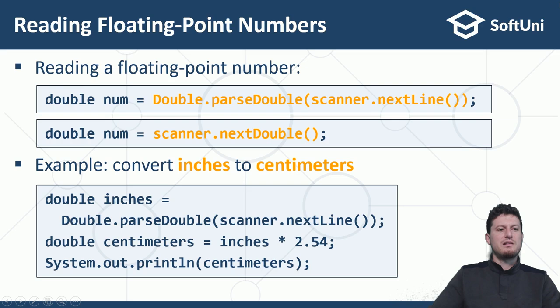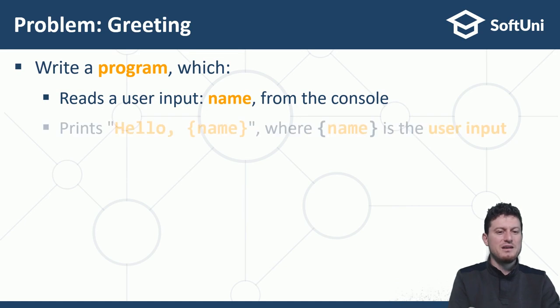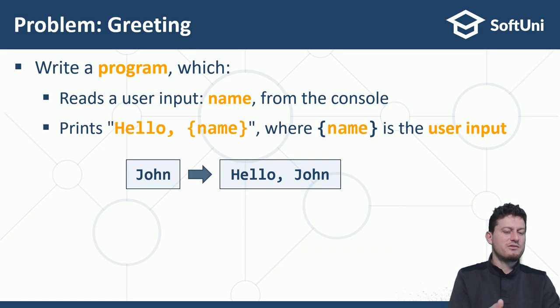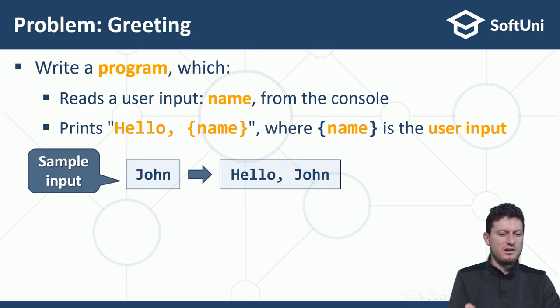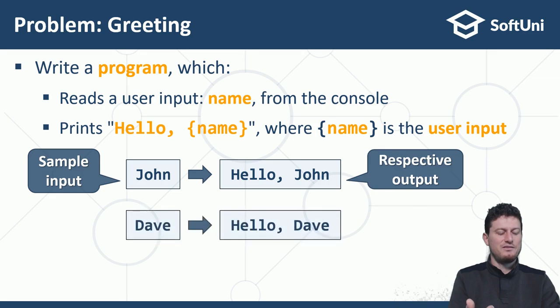Okay, so let's go ahead with the next assignment. We need to write a program called greeting, which reads input from the user, his name, and says hello and his name. For example, if we enter John as an input, the respective output will be hello John. If we enter Dave, it will be hello Dave.